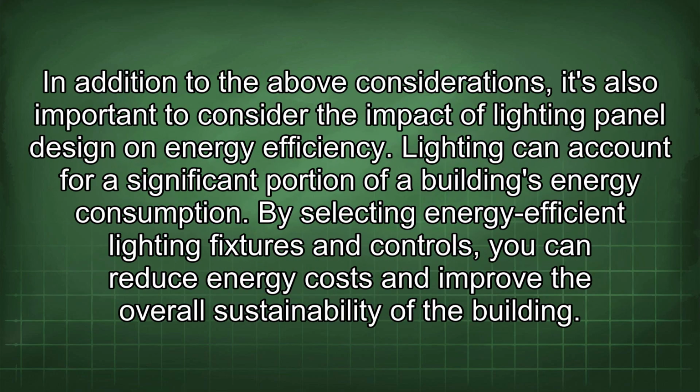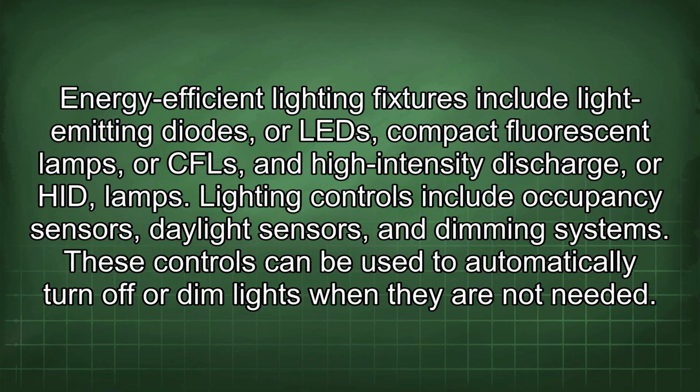In addition to the above considerations, it's also important to consider the impact of lighting panel design on energy efficiency. Lighting can account for a significant portion of a building's energy consumption. By selecting energy-efficient lighting fixtures and controls, you can reduce energy costs and improve the overall sustainability of the building. Energy-efficient lighting fixtures include light-emitting diodes, or LEDs, compact fluorescent lamps, or CFLs, and high-intensity discharge, or HID, lamps. Lighting controls include occupancy sensors, daylight sensors, and dimming systems. These controls can be used to automatically turn off or dim lights when they are not needed.